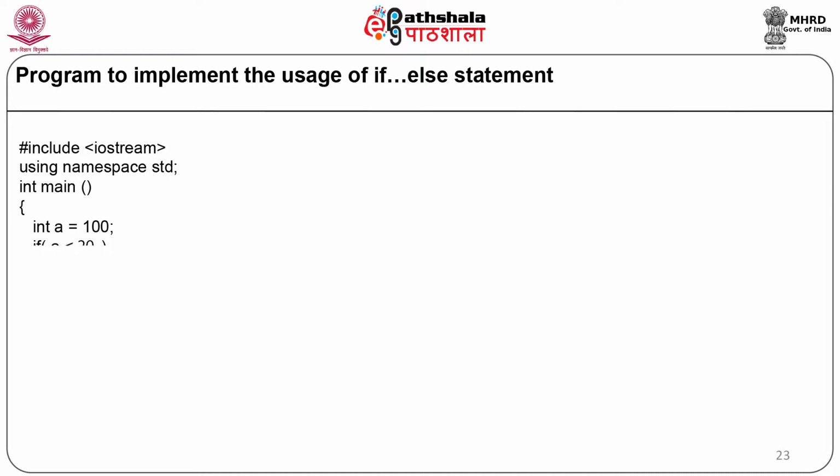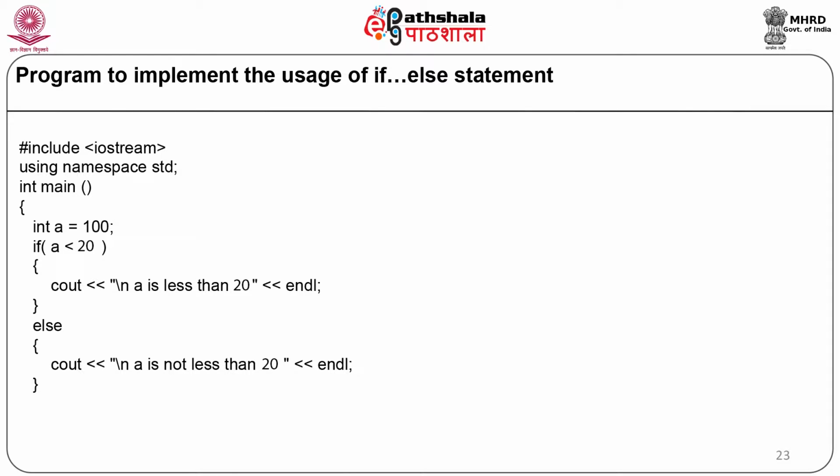Now, we are checking if a value is less than 20, we are displaying the message inside the if condition: cout a is less than 20 and endl, if condition ends. Now, we will have an else part of this particular if condition: else cout a is not less than 20 and endl, and the else part ends. Next, outside the if-else statement, we are having the statement cout the value of a is a and endl, return 0, our main program ends.